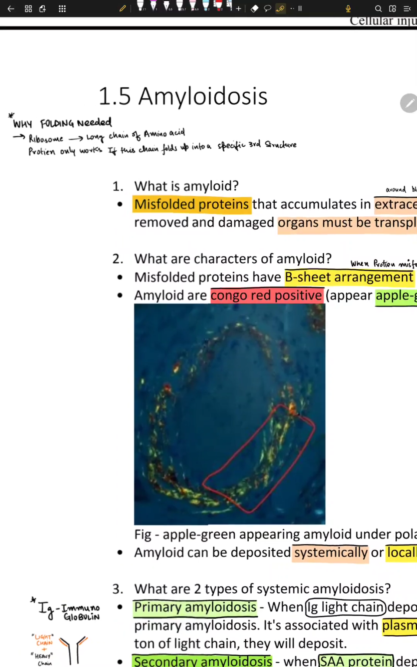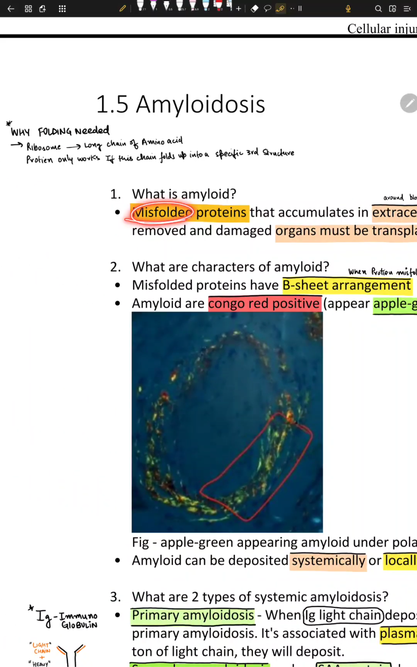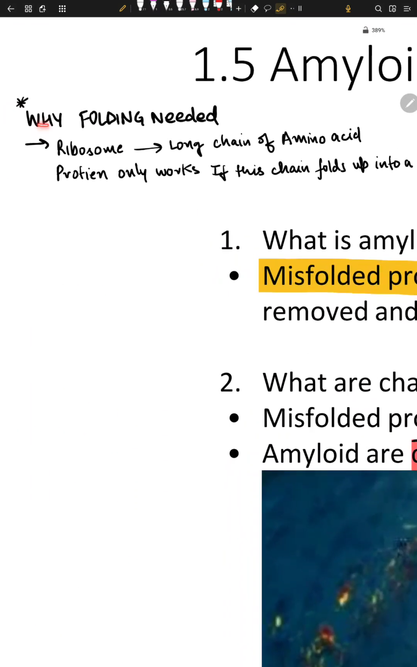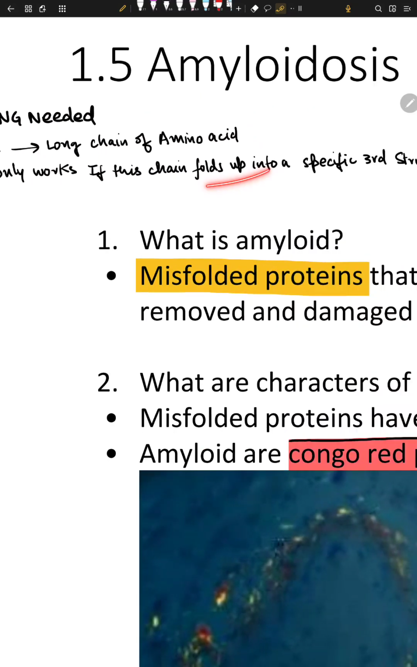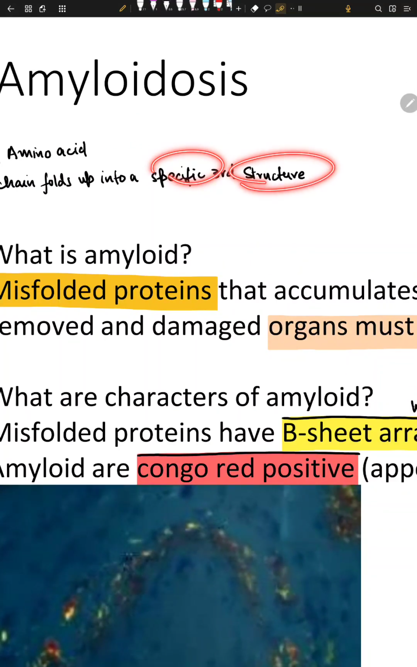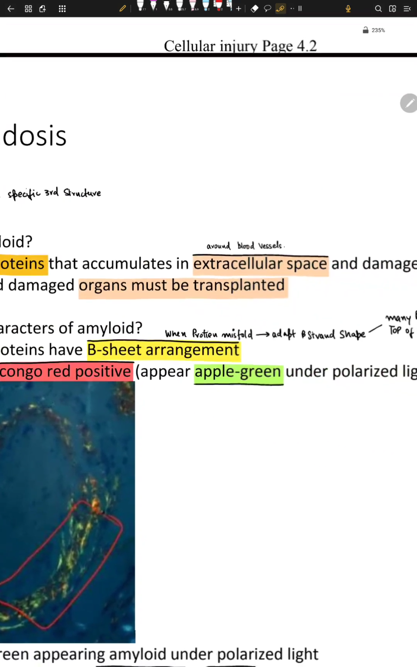Okay, why do we even need to fold the proteins? Why is folding needed? Well, ribosomes make long chains of amino acids. A protein only works if the chain folds up into a specific 3D structure. So ribosomes make these protein structures, and they have to be folded into a specific 3D structure so that the protein can be used for its specific purpose.